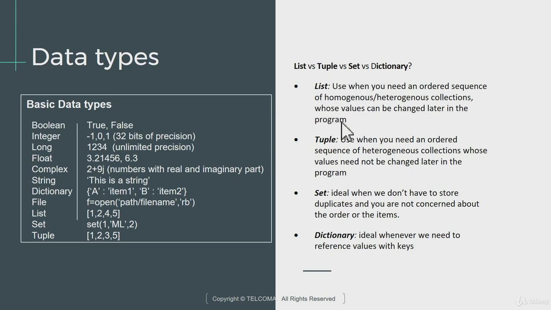If you do not want the values to be changed later in the program, it would be recommended that you use a tuple. A tuple is used as an ordered sequence of heterogeneous collections whose values need not be changed later in the program. A set is ideal when we don't have to store the duplicates and you're not concerned about the order of the items. And lastly, a dictionary is an ideal data type whenever we need to reference values with keys. So if you have custom indexes or a custom way of referencing a value which can be attributed as a key value pair, a dictionary would be a more appropriate one.